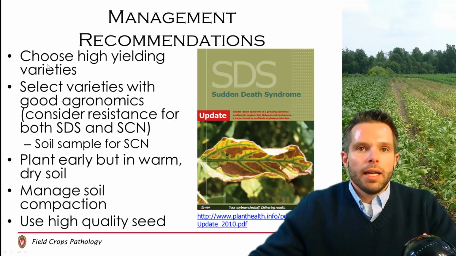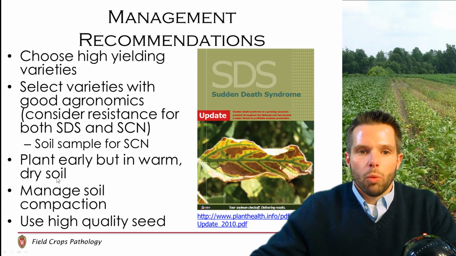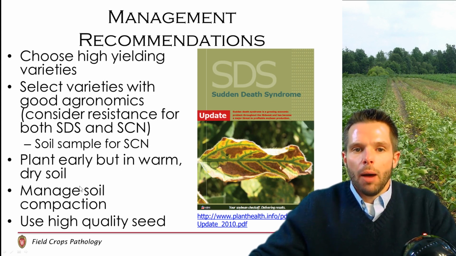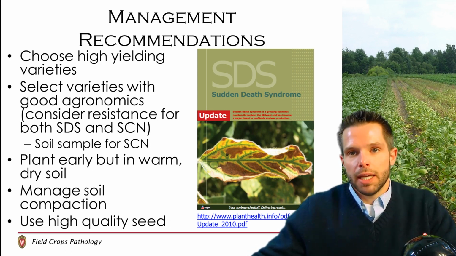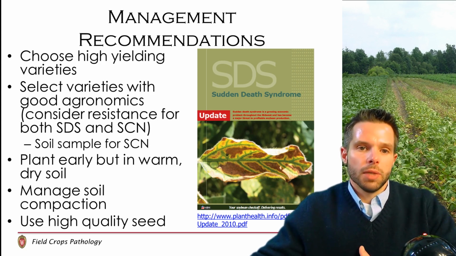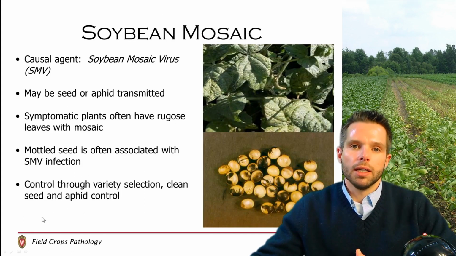Choosing high-yielding varieties can help when managing sudden death syndrome. Selecting varieties with good agronomics can also be important. Planting early, but in warm, dry soil can help. We don't want to delay planting too long, although there is some literature to suggest that delayed planting can help manage it. We don't want to take a yield loss from delaying that planting, so optimizing the planting window can be very important. Managing soil compaction and also using high-quality seed.